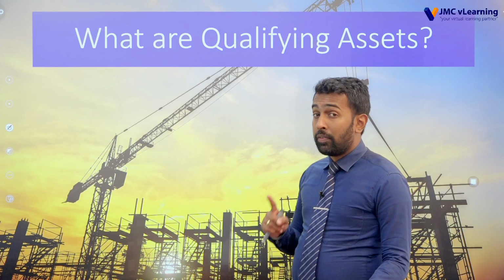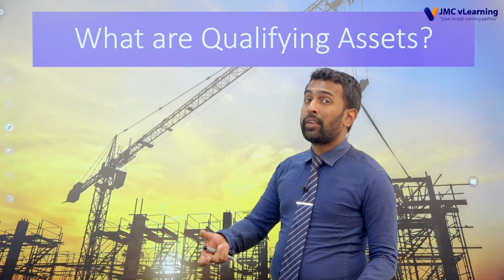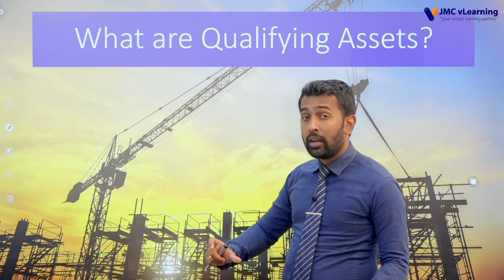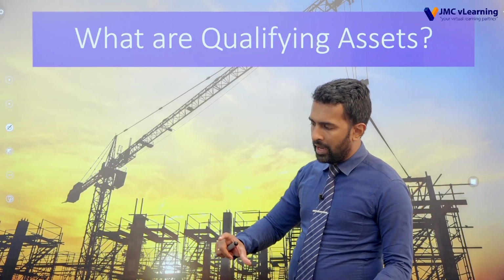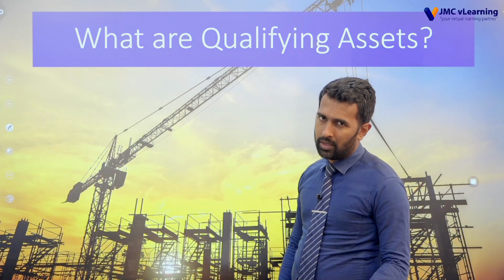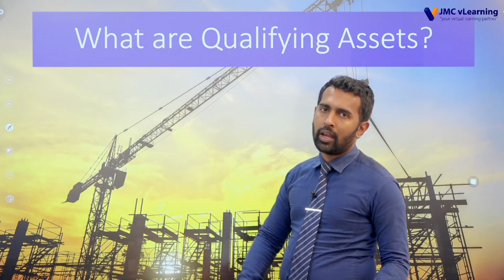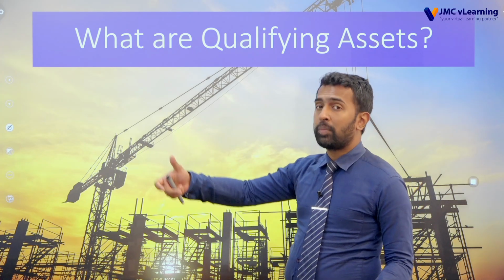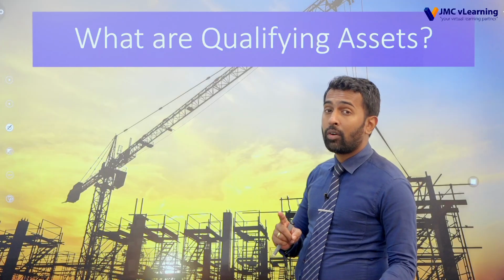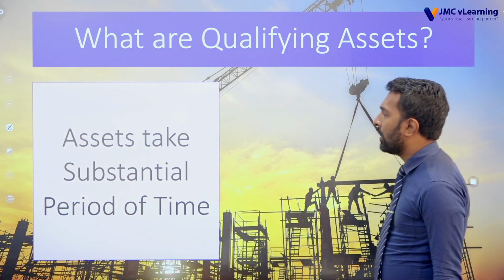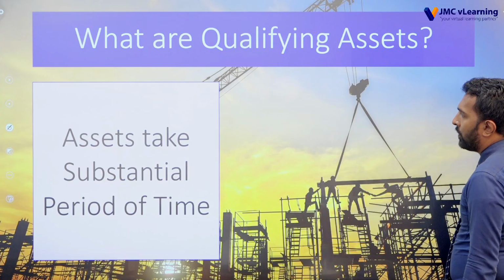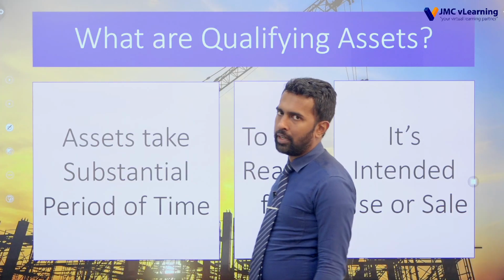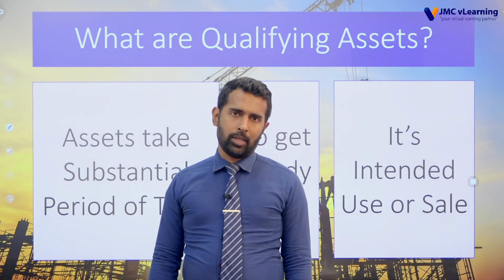Right? If a particular asset takes more than 6 months to get ready, the building takes more than 6 months, the machine takes more than 6 months, the plane takes more than 6 months to manufacture, the software takes more than 6 months to develop. So like that, if a particular asset is taking a substantial period of time, we say that asset is a qualifying asset. Okay? If an asset takes a substantial period of time to get ready for its intended use or sale, we say it's a qualifying asset.